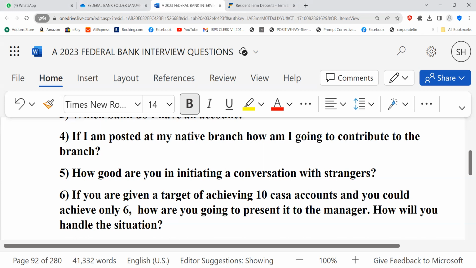Kavira? Yes, sir. Tell me. Yes, I am good at starting a conversation. Since I'm an extrovert from my college days, I know how to initiate contact with people. I know how to start a conversation. I will try to develop a point like a common interest. I will try to know the common interest between both of us, and I will try to talk about that. So it will be helpful for me to start a conversation.